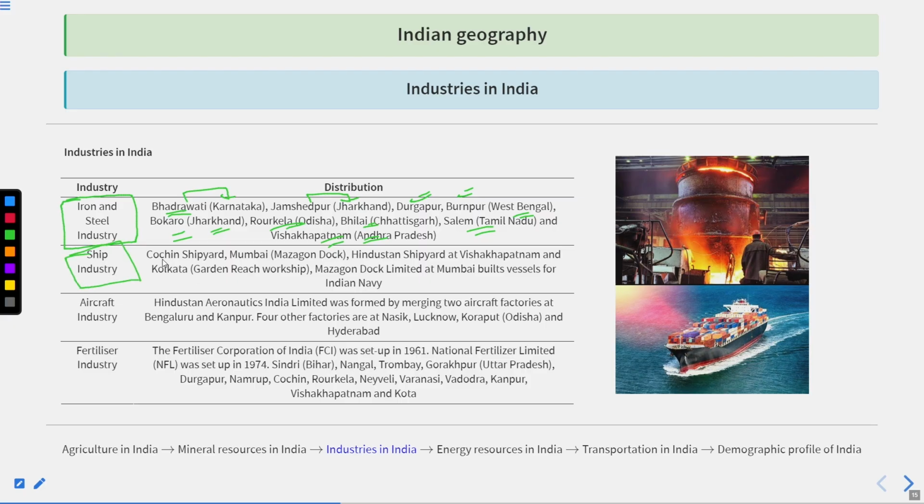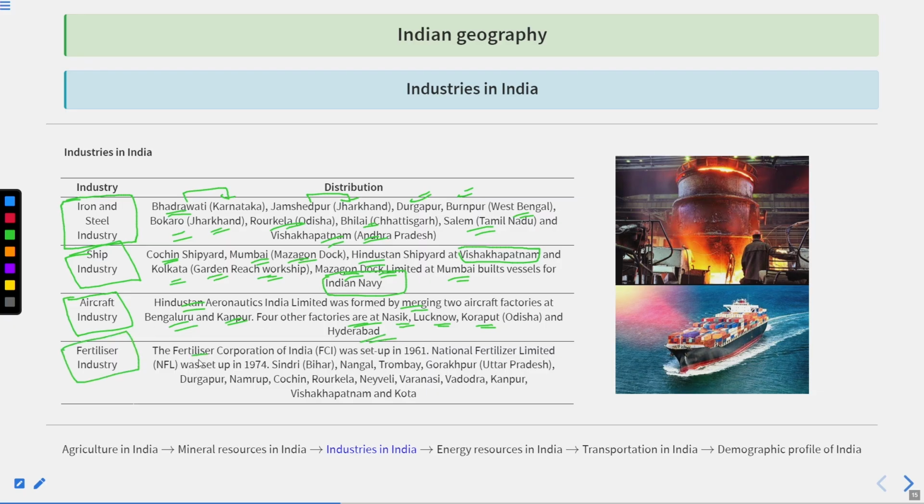Ship industry. Cochin Shipyard, Mumbai, also known as Mazagon Dock, Hindustan Shipyard at Visakhapatnam, Kolkata, Garden Reach Workshop, Mazagon Dock Limited at Mumbai. This basically builds vessels for the Indian Navy. Aircraft industries. Hindustan Aeronautics Limited was formed by merging the two aircraft factories at Bengaluru and Kanpur. Four other factories are located at Nasik, Lucknow, Koraput, Odisha, and Hyderabad.